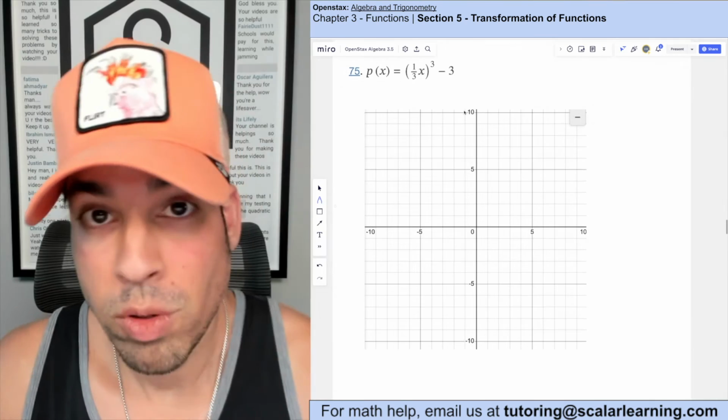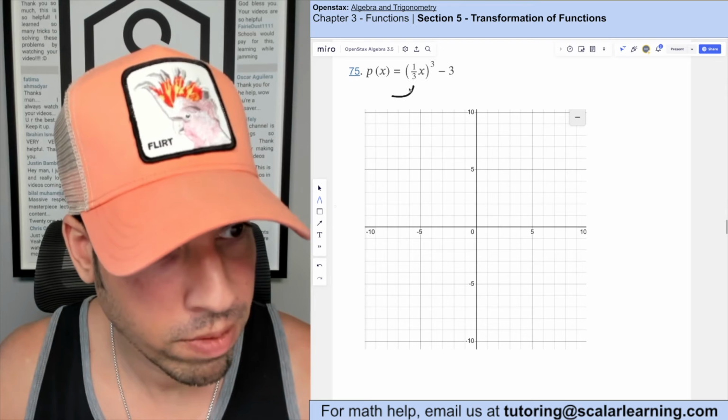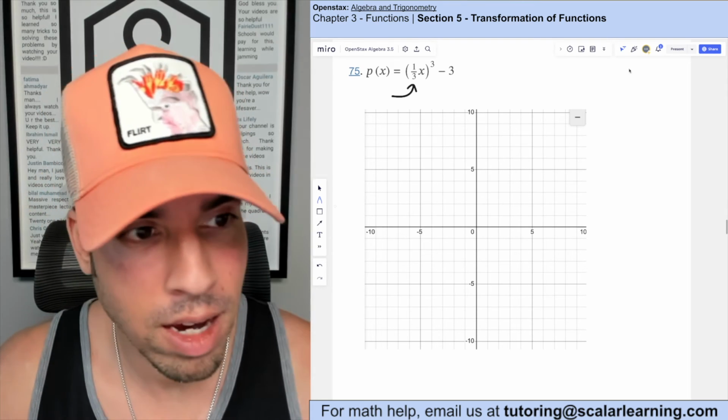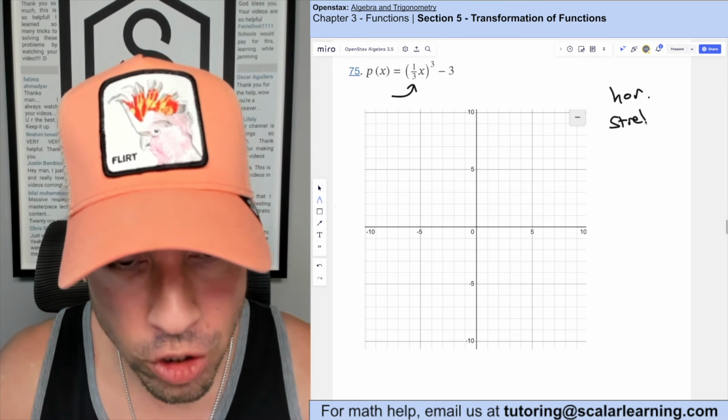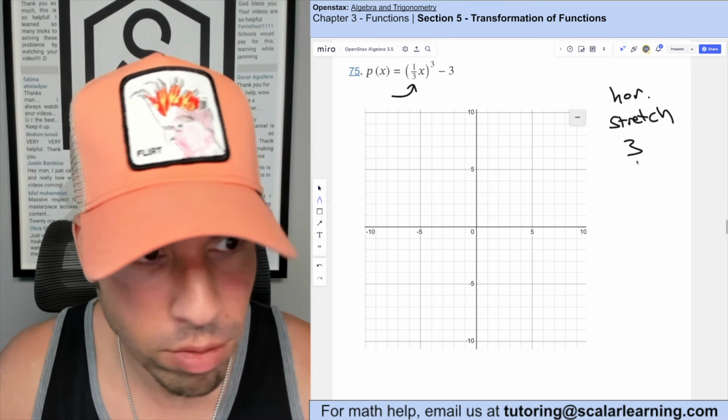Boom, done. So in this function, we have two transformations happening. First, a constant applied inside. So that is a horizontal stretch by a factor of 3, right?